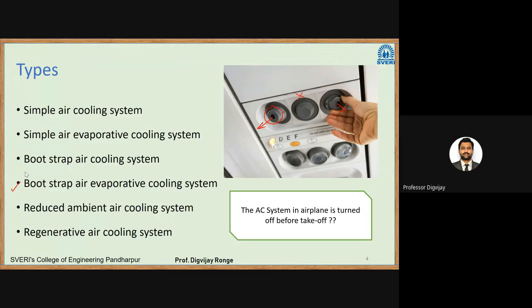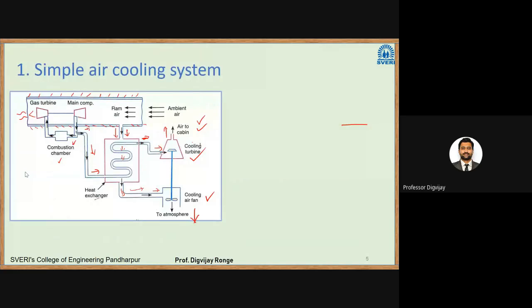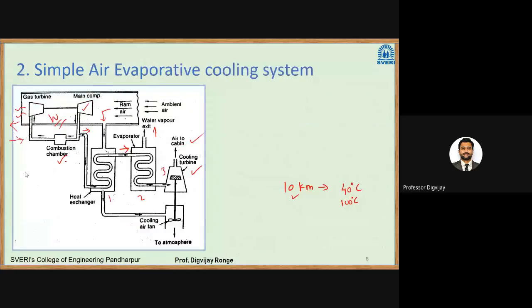Okay, so this is a question I hope you will answer in my next lecture: AC systems in airplanes are turned off before takeoff. Why? Then we have seen a simple air cooling system, which has one heat exchanger, one cooling turbine, and one cooling air fan. Then we saw the simple air evaporator cooling system, in which one evaporator is added to the previous simple air cooling system.